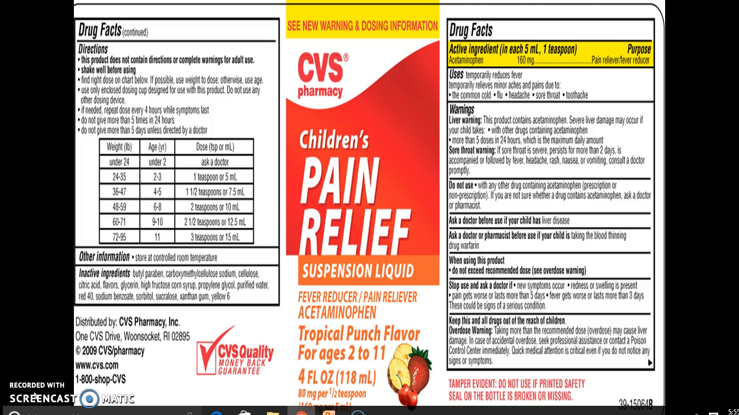How do you use this particular drug? So it gives that particular information. It gives it in terms of age and also the weight of the child. Store at room temperature. This is a recommendation for this particular drug. And then the inactive ingredient.